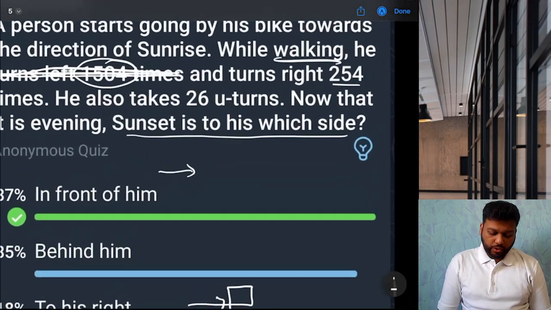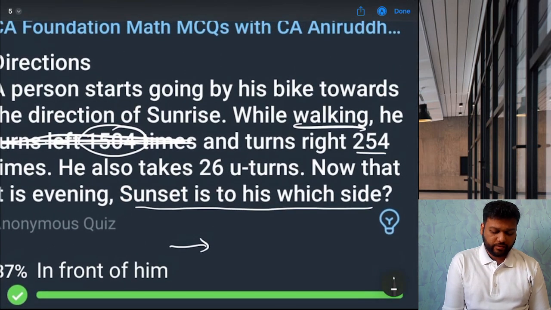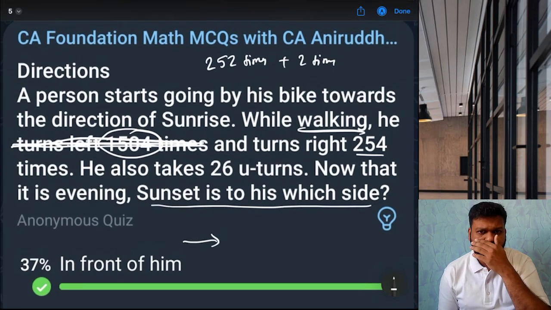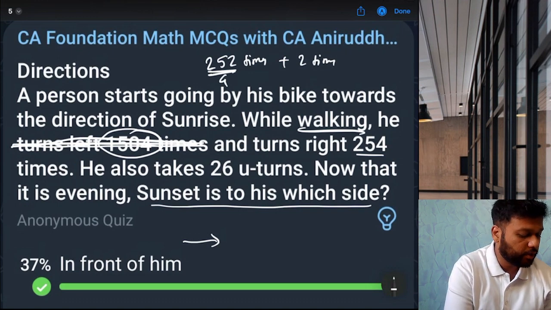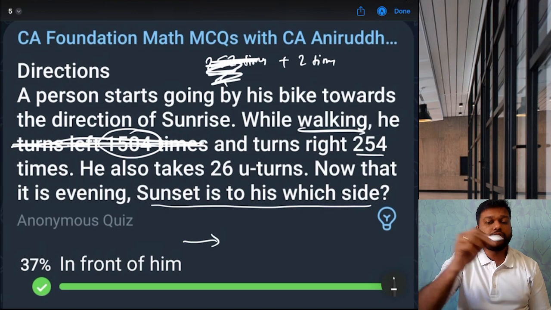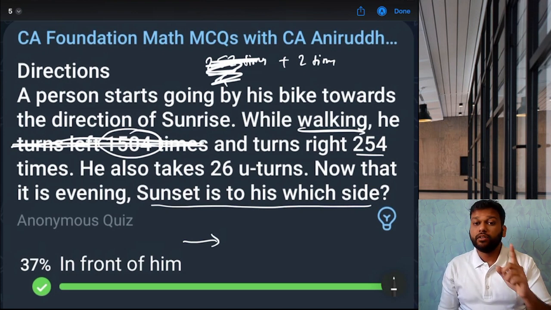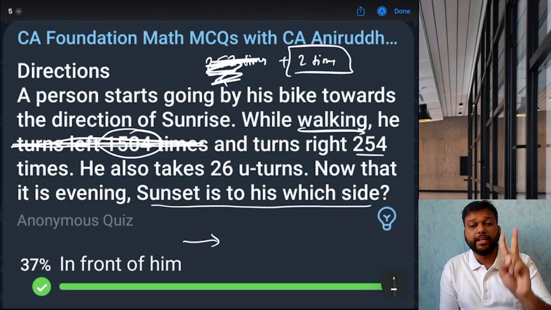Now, 254 times means, can I say he turns 252 times plus 2 times to his right. Now 252 is divisible by 4. Check. 252 by 4 is 63. So we can cancel this, because if he turns 4 times, that means nothing. That means we can only consider this 2 times. He has turned right 2 times.